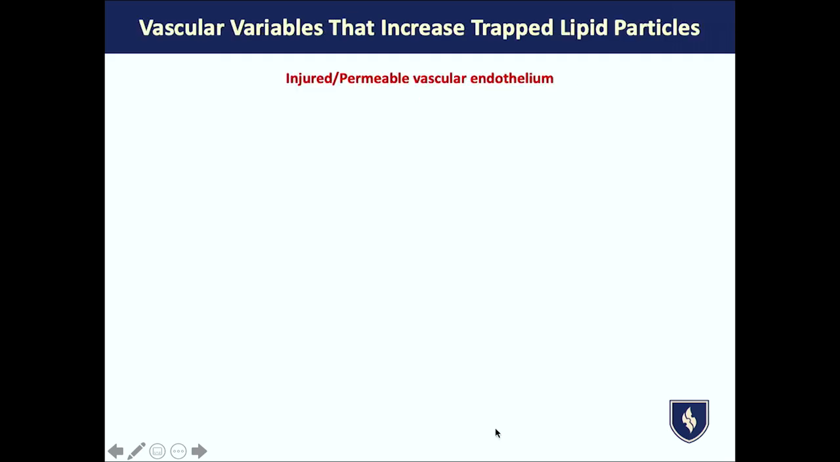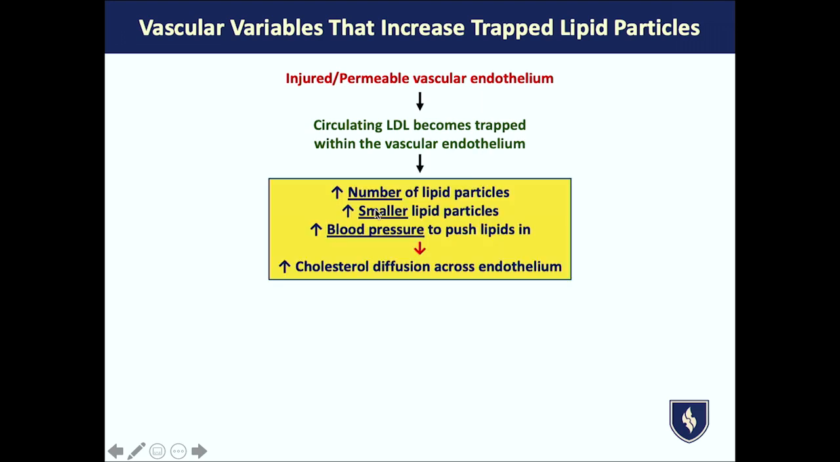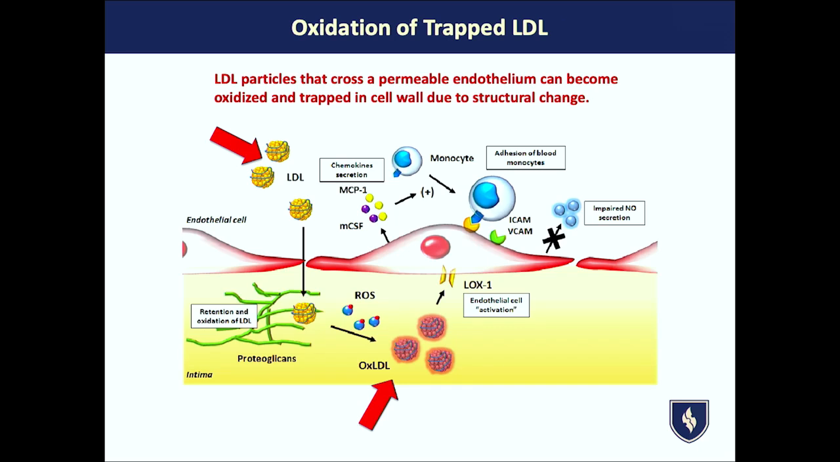So here's the step-by-step approach of what's happening with these trapped particles. With injured, permeable vascular endothelium, circulating LDL becomes trapped within the vascular endothelium. If you have a greater number of lipid particles, or more small lipid particles, or greater blood pressure to push lipids in, then you get greater cholesterol diffusion across the endothelium that's permeable. Once these get in there, these lipid particles get trapped. And once they're trapped in there, there's inflammation within that vascular wall. They get oxidized and that LDL changes shape. That's all that's happening here. So remember, high blood pressure also pushes these in.